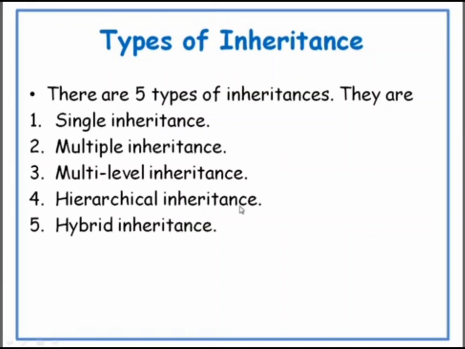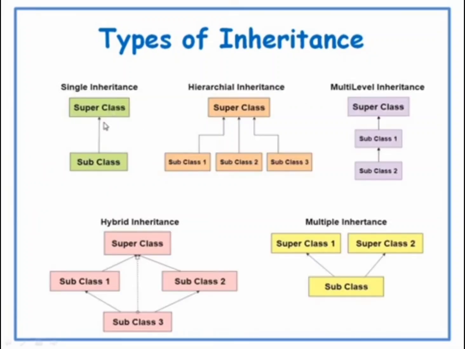What are the types of inheritance? There are five types of inheritance: single inheritance, multiple inheritance, multi-level inheritance, hierarchical inheritance, and hybrid inheritance. Types of inheritance structures: single inheritance is when a superclass has only one subclass.